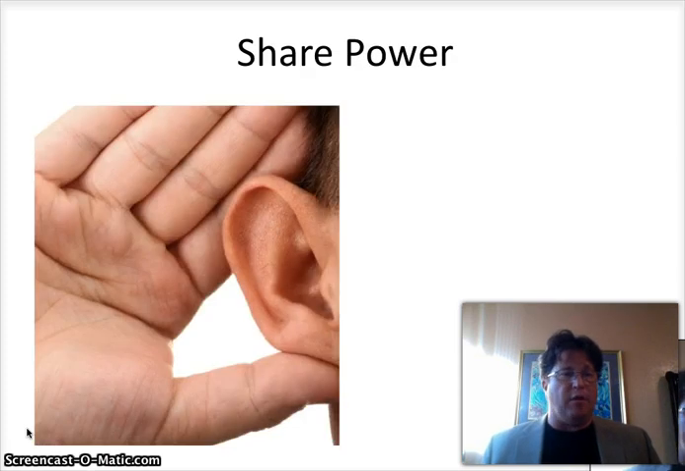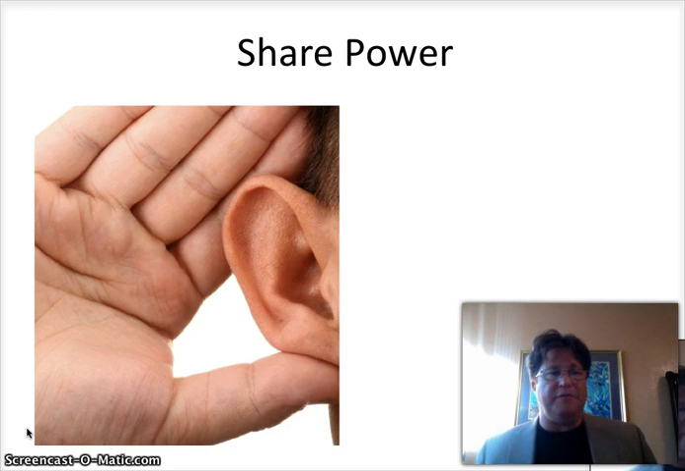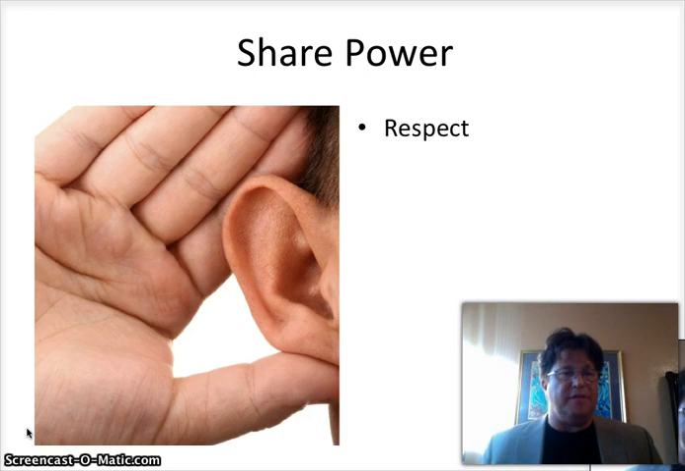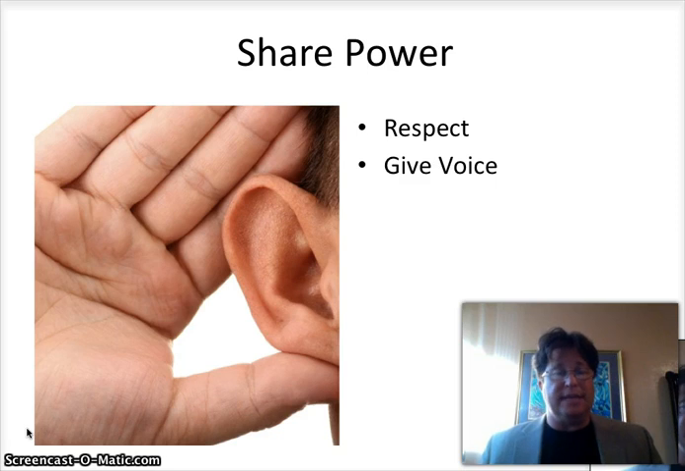So now we are on the fourth category, sharing power. And when you share power, you have to first give your students respect. You have to take them seriously and treat them fairly. So this means hearing your students' voices and letting them take part and share in the decision-making process. The second way is to give voice, to ask for and listen to your students' opinions, and to consider your student input when you make decisions.